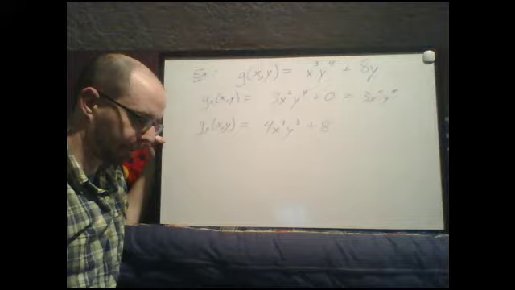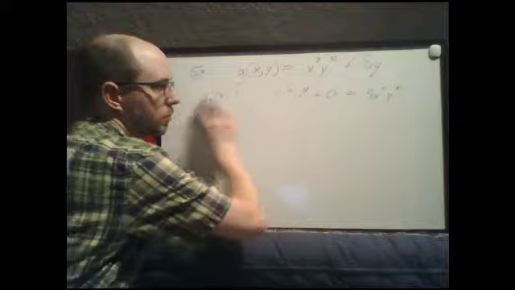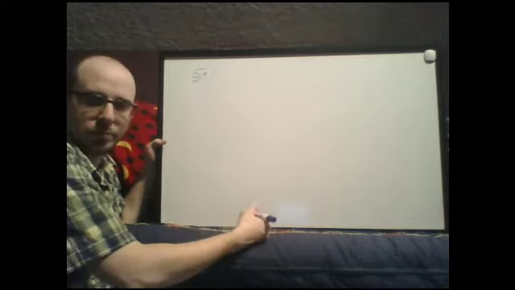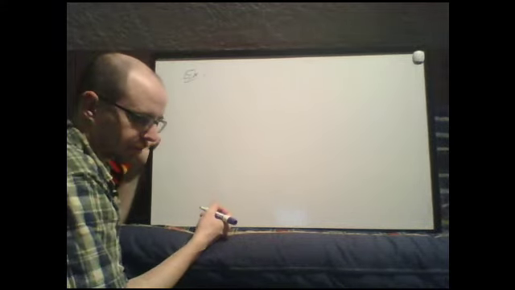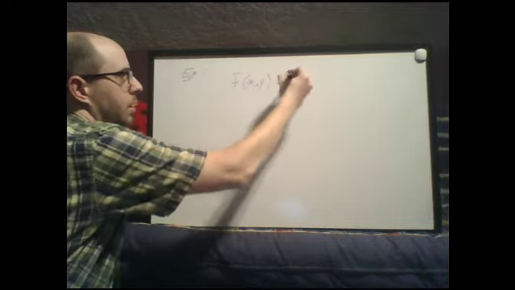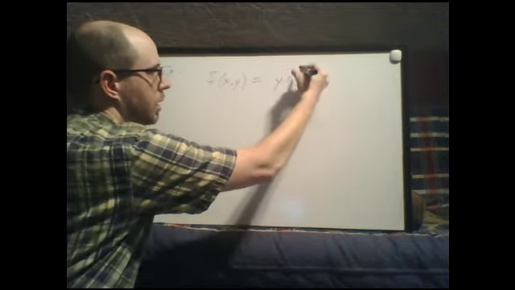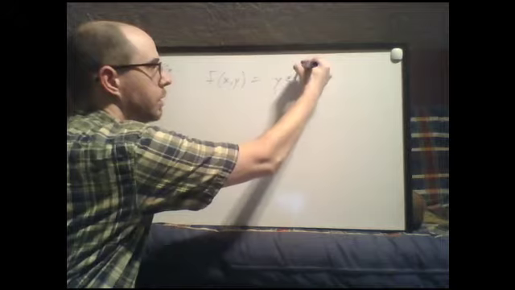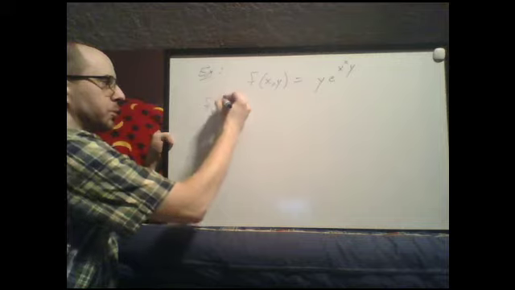Okay, so let's do another. The best way to learn these is just to do lots of different types of examples. So here's another one that's a little bit trickier. f of x, y equals, let's say, y times e to the power x squared y. I want my two partial derivatives.